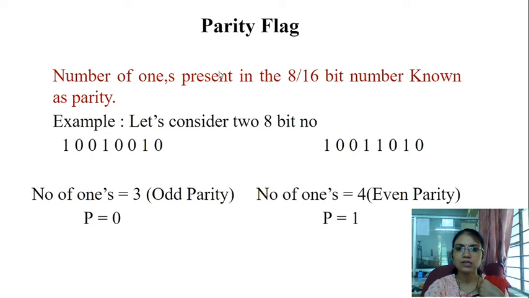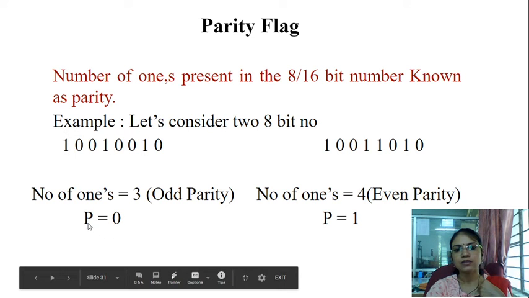Getting it? Parity is nothing but only counting the number of ones in that result or number, and depending upon the number of ones in that 8-bit or 16-bit number, it will show the parity of that particular number, and this parity flag will indicate the status according to the number of ones present in that number. If it is odd, then it is called the odd parity, and in such case parity flag P is equal to 0. While for the even parity, parity flag will give the status P is equal to 1.